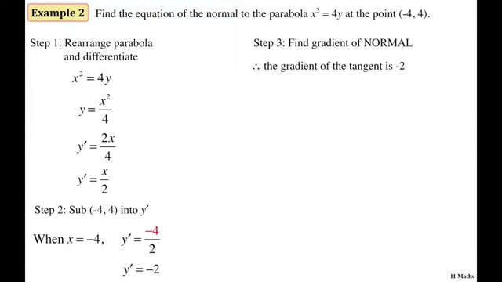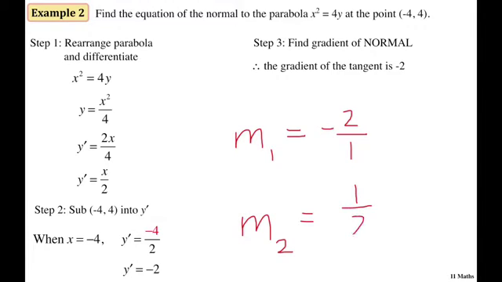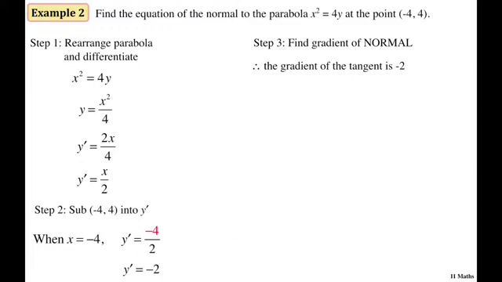Remember our shortcut? If I know the gradient of the tangent, the gradient of the perpendicular line, which is called the normal, is minus 2 over 1 turned upside down, but the opposite sign. So it's plus a half. So the gradient of the normal becomes plus a half.